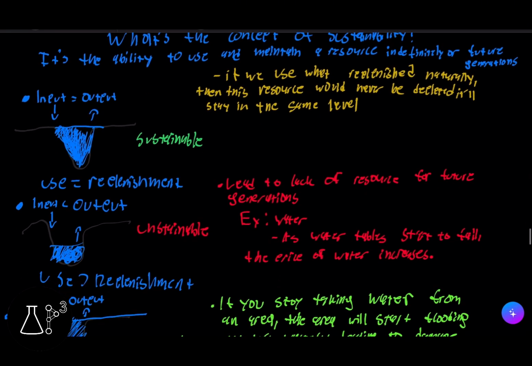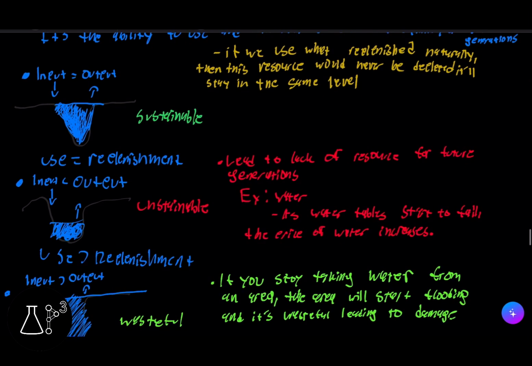Now we're going to talk about unsustainable, when input is less than output, and output is greater than input. So the use of the resource is going to be greater than the replenishment of the resource, which will lead to a lack of resource for future generations. An example is water. As water tables start to fall, the price of water increases.